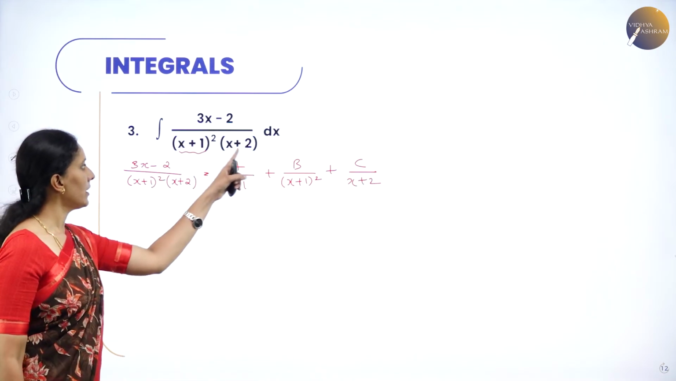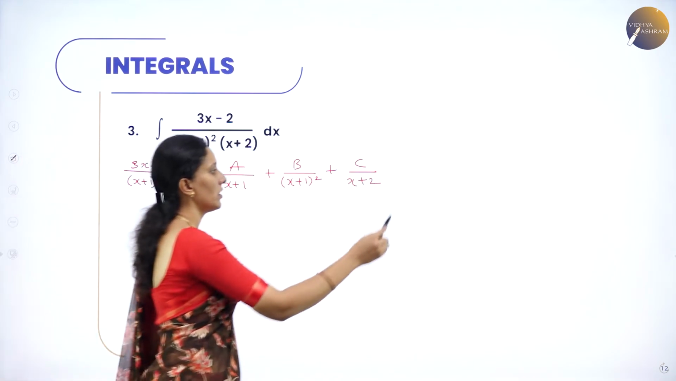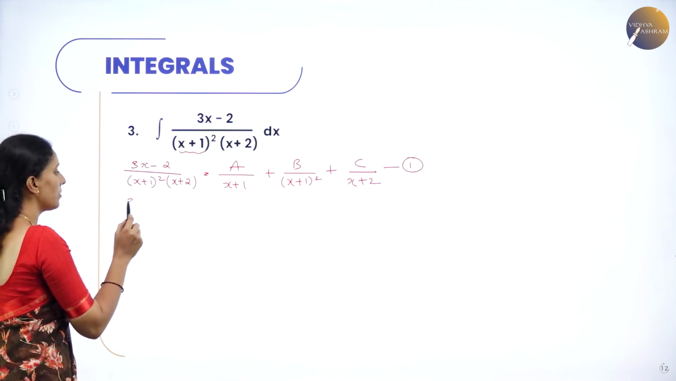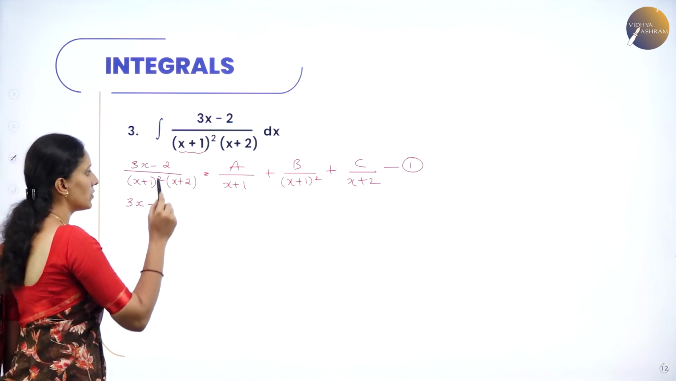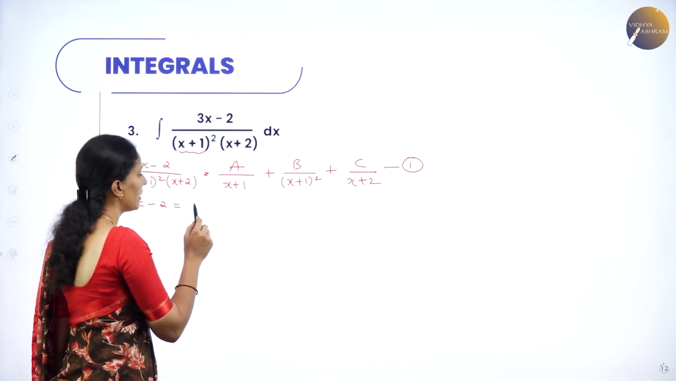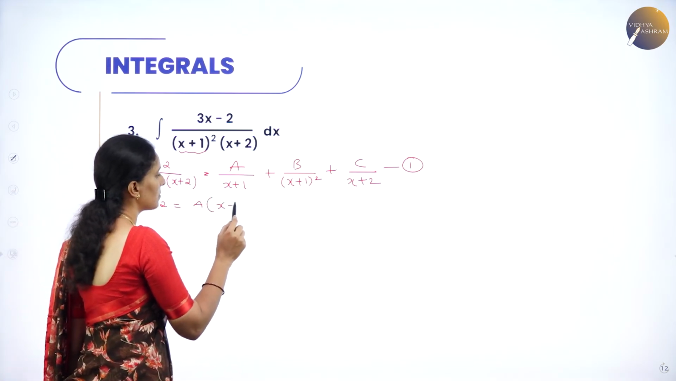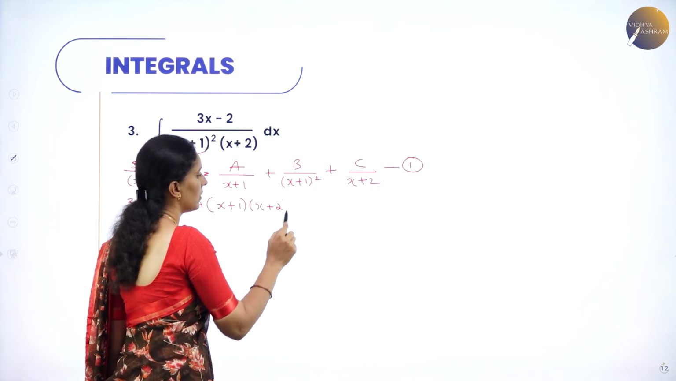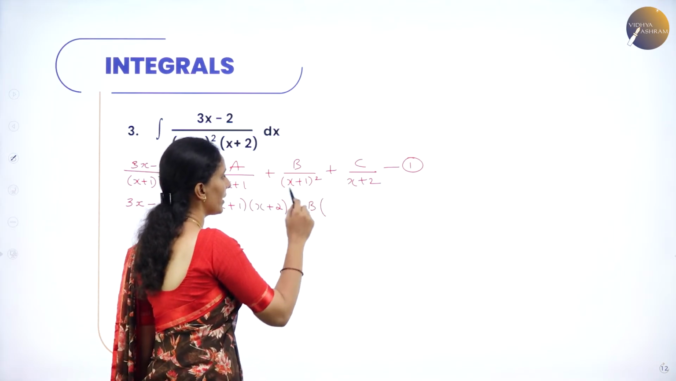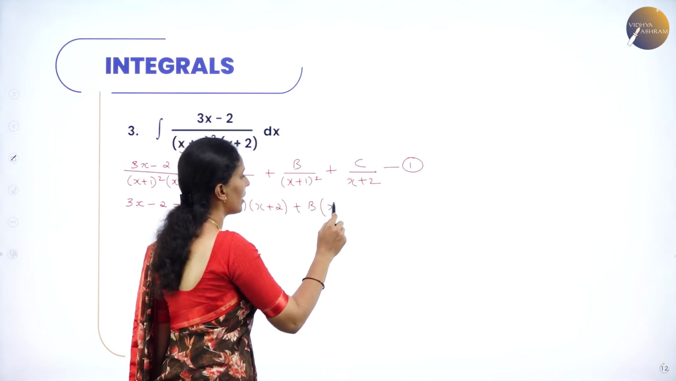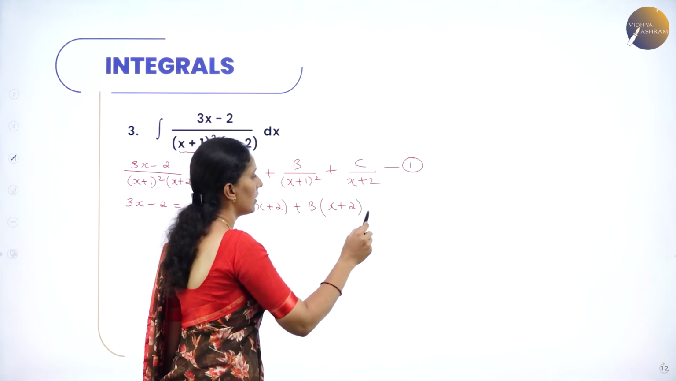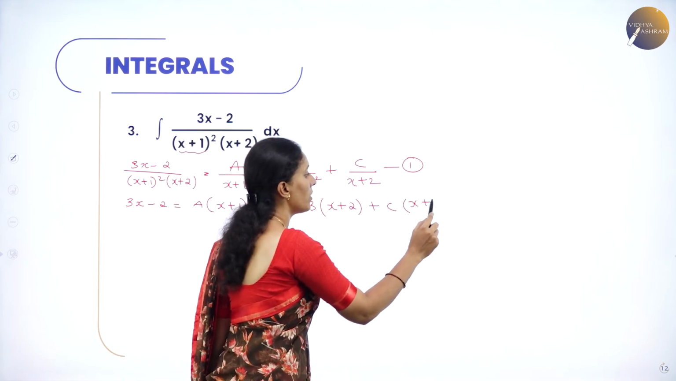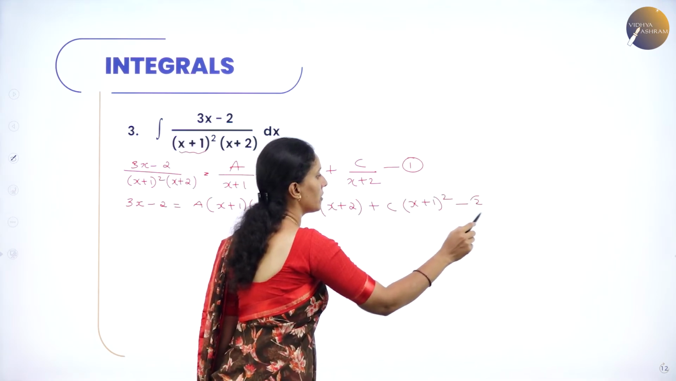Now multiply the denominator throughout the equation. Let me take this as equation 1. Then the equation becomes 3x minus 2 is equal to a into (x plus 1)(x plus 2) plus b into x plus 2, since (x plus 1) whole square gets cancelled, so we are left with only x plus 2, plus c into (x plus 1) whole square, since x plus 2 cancels. So this is equation 2 now.